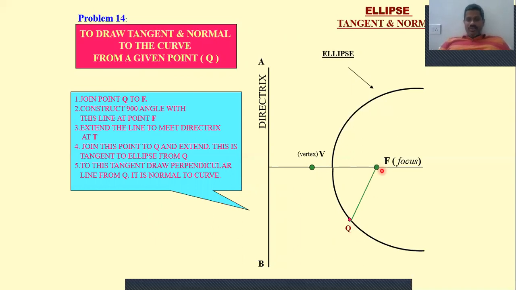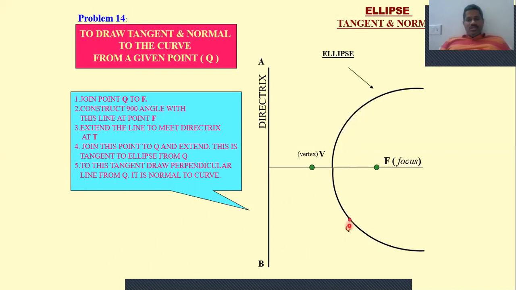So after joining Q and F, now draw a perpendicular line to this FQ at F up to the directrix, just like this. So I am going back again. This is our point Q on this curve. My intention is to draw the normal and tangent to this curve, and the normal and tangent must pass from this point.